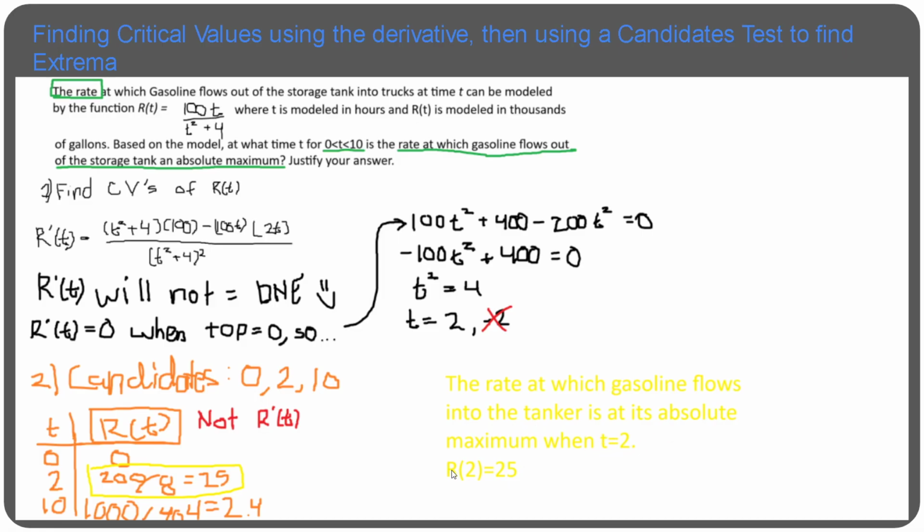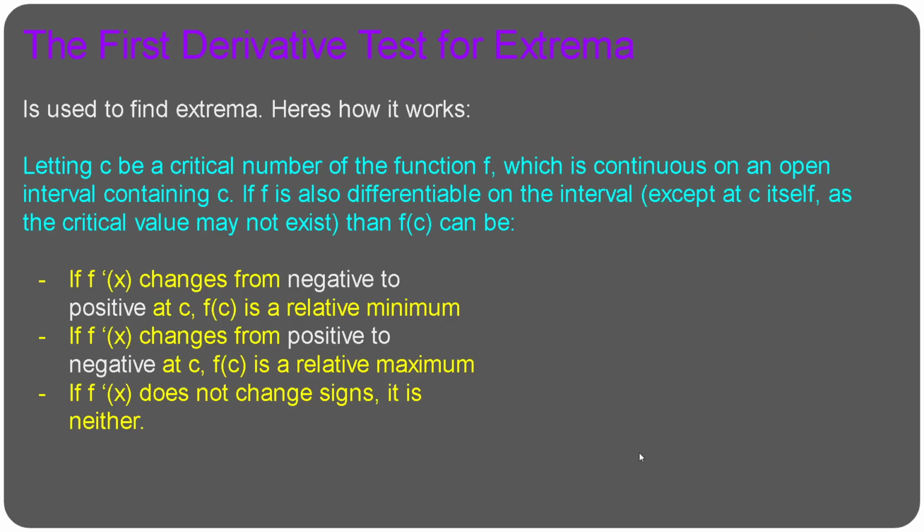And then I would even write r of 2 is equal to 25, because sometimes you might misread the problem and you might need the value that is the maximum. Sometimes it asks you when the maximum happens. Sometimes it asks you what the maximum is. So it's always a really good habit, I think, to write the full answer. So r of 2 is equal to 25.